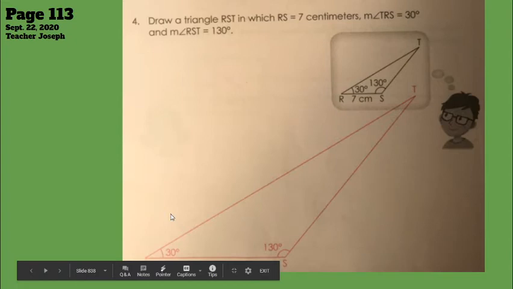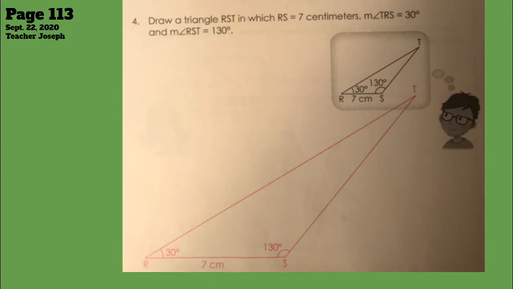Alright, boys and girls, so your triangle should look very similar to the one that's on the screen. Remember, you have a 7 centimeter line on the bottom, you have an obtuse angle, 130 degrees, on the right, and then an acute angle, 30 degrees, on the left. Make sure you label your triangle RST, and also label the length of the line as well as the two angle measurements.